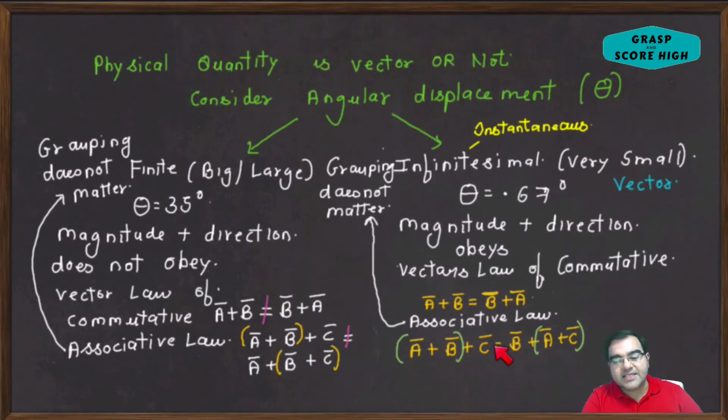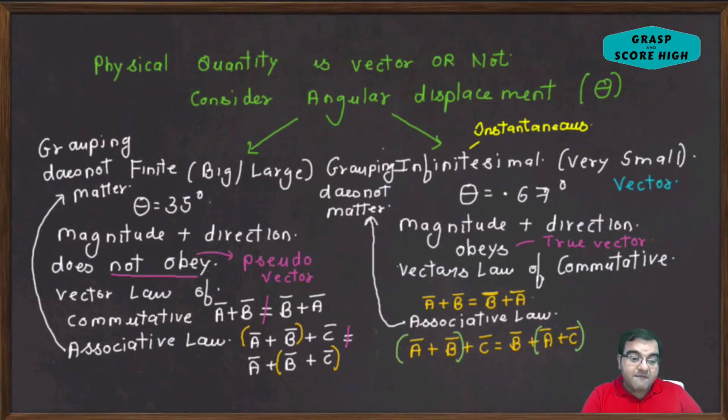So I'm going to get the same answer, and I'm going to say the associative law is obeyed only in the case of infinitesimal vectors. And the commutative law is also obeyed only in the case of infinitesimal vectors. So understand one thing, an infinitesimal vector is called a true vector because it has magnitude, unit, and direction, plus it obeys the associative law and the commutative law of vector addition. Whereas a finite vector does not obey the commutative law and associative law of vector addition. Therefore, it is going to be called a pseudo vector.